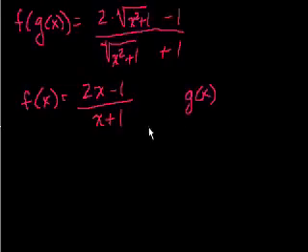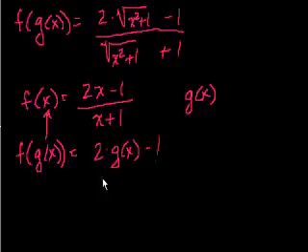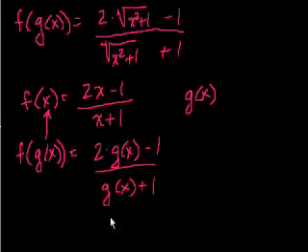Well, we can actually do this problem by kind of just looking at it. Because f of g of x, what we do is we take everywhere where we see an x, we replace it with g of x. So f of g of x would look like this. And I'll do it in another color. So let's say we don't know what g of x is. Everywhere where we saw an x, we replace it with g of x, right? So it would be 2 times g of x minus 1 over g of x plus 1.